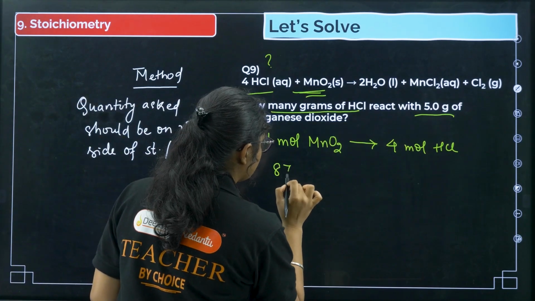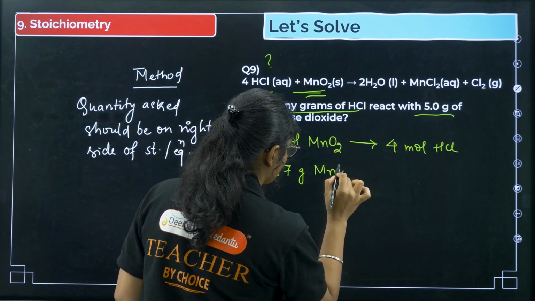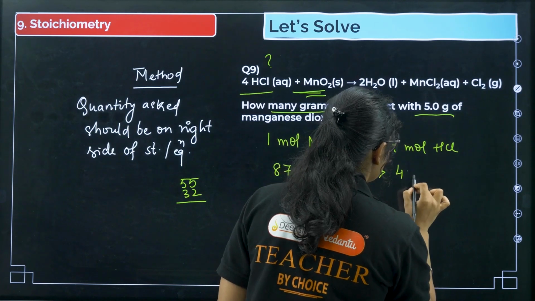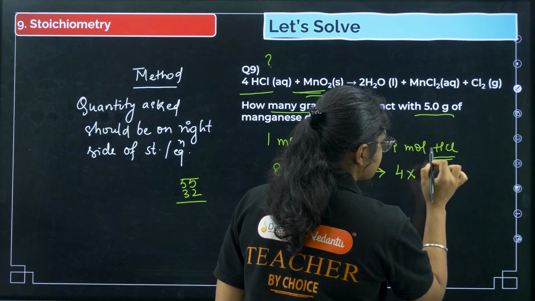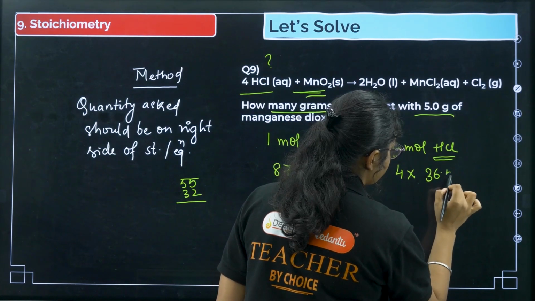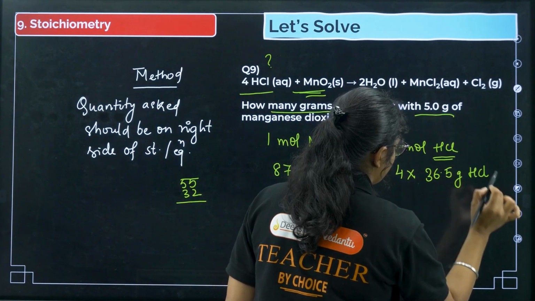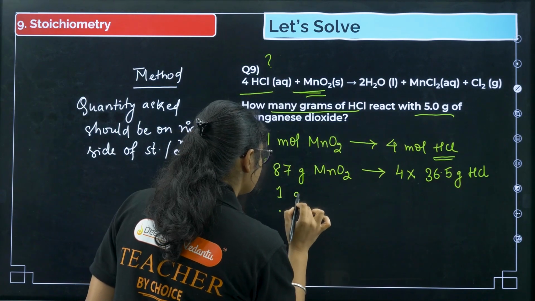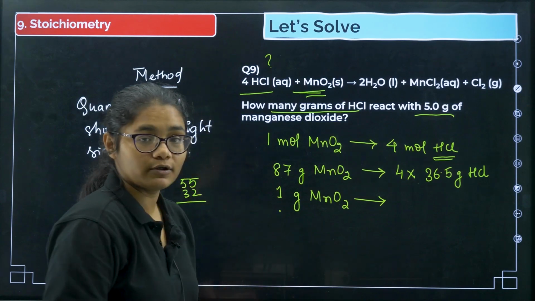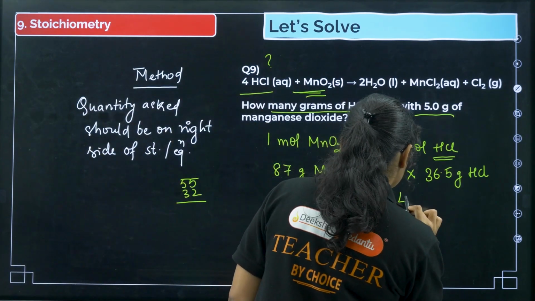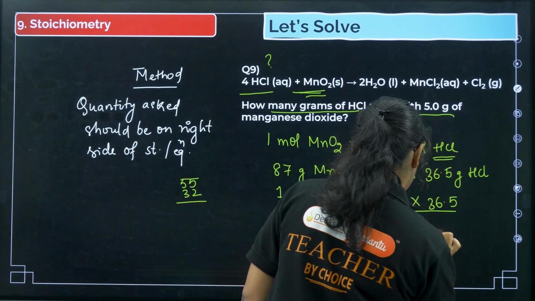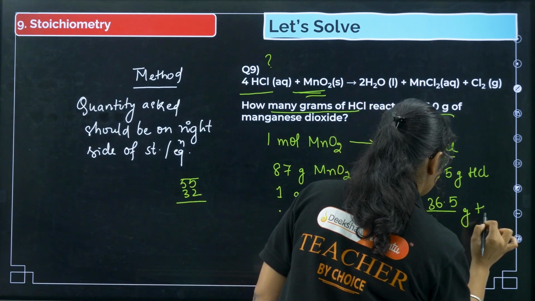So I can say that 87 gram of MnO2 reacts with 4 into, this mass is what? 35.5 is chlorine and hydrogen is 1. So 36.5 gram of HCl. Now 1 gram of MnO2 will react with how much? Okay, 1 mole of MnO2. So 1 mole of MnO2 will react with 4 into 36.5 divided by 87 grams of HCl.